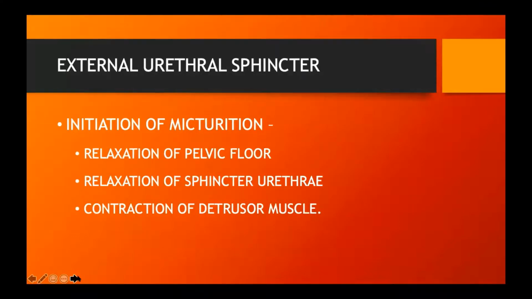So usually the initiation of micturition is possible because of three different levels of actions. One is the relaxation of the pelvic floor locally. These are the local actions that we can observe, along with the relaxation of the sphincter urethrae and the contraction of the detrusor muscle. So these three actions will initiate the act of micturition. Of course, these three actions are involved with the higher centers, the impulses from the cerebrum as well as from the pons.